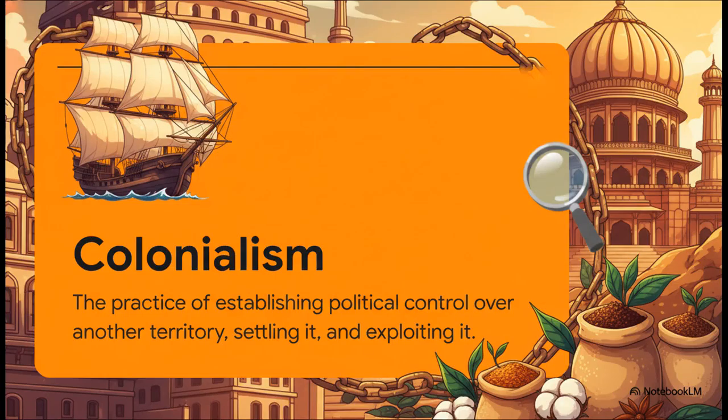Okay, let's kick things off with colonialism. The key word here is practice. Think of it as the how-to guide. It's the physical, hands-on act of one country taking political control over another. It often involves sending your own people to settle there, and here's the really crucial part: exploiting its resources, its land, its people, its wealth, all for the benefit of the home country.